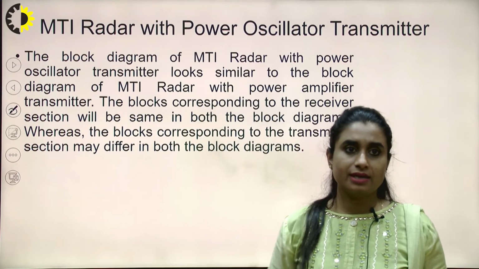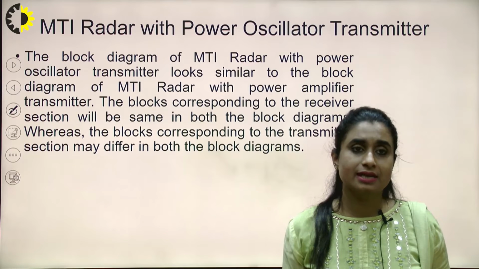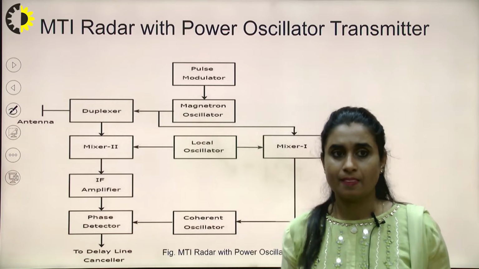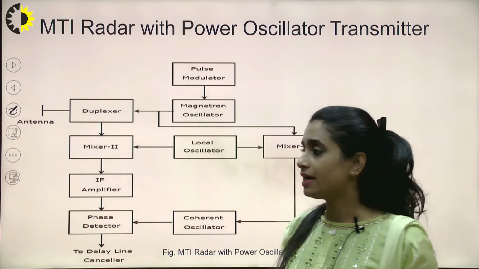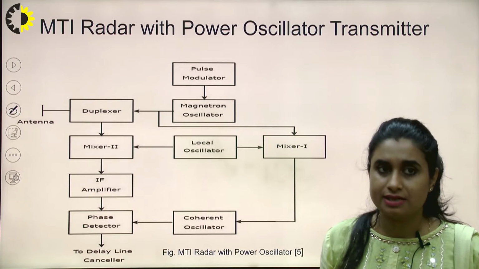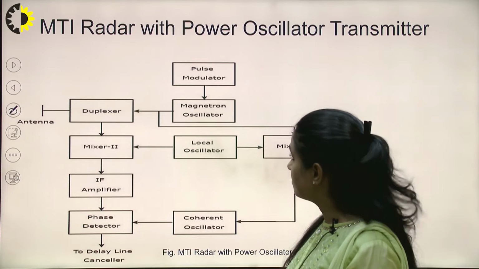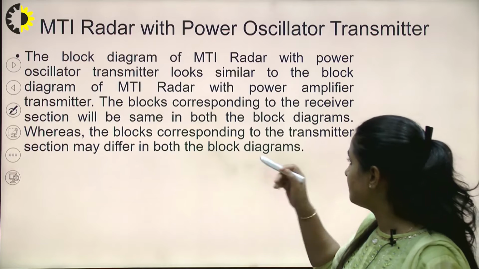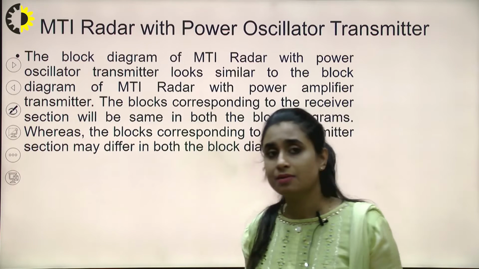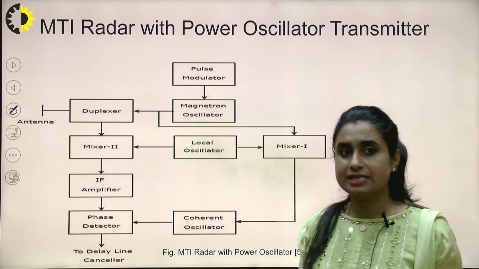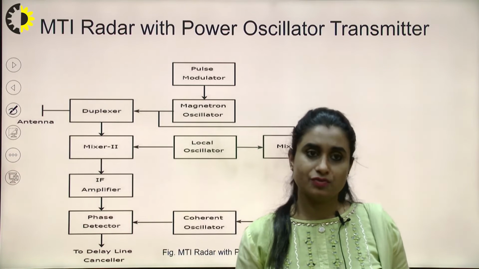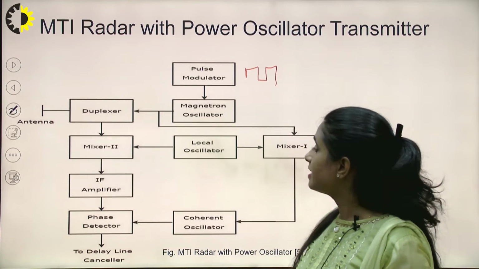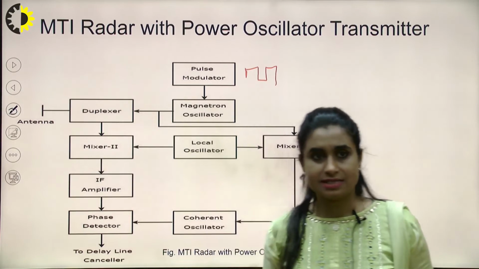Right? The block diagram of MTI radar with power oscillator now looks the same. The difference here is, instead of the amplifier, we replace it with a magnetron oscillator, right? So both block diagrams will be the same, where the block corresponding to the transmitter section will be different here. In the transmitter section, instead of the amplifier, we replace it with an oscillator. The pulse modulator will be generating my frequency, right? And the rest of the procedure, let's see.